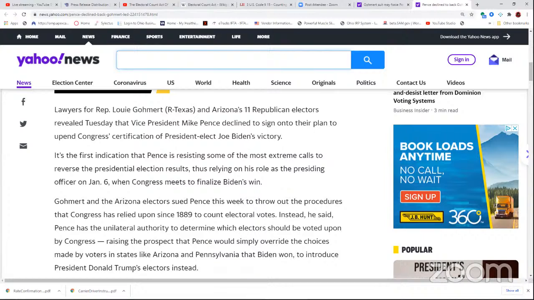So as of today, it looked like he's going to actually do his actual job as the president of the Senate in actually certifying the actual electoral vote count for President-elect Biden. And now we're going to go over the final thing.